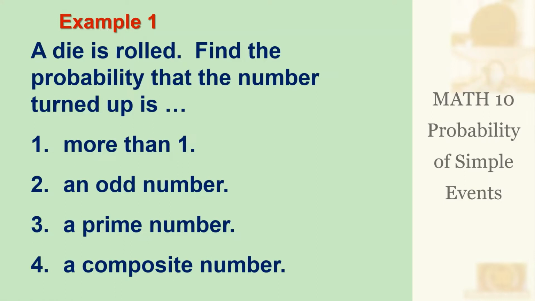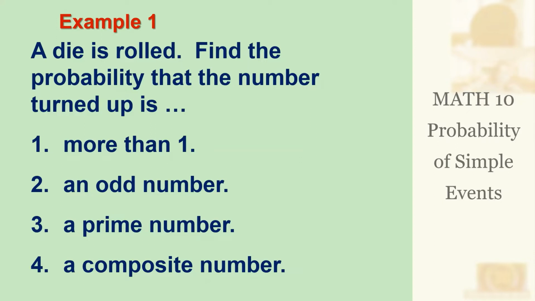A composite number can have 2 or more factors, like 4: 2 times 2, 1 times 4. Like 6: 2 times 3, 1 times 6. What else? 8: 2 times 4 is 8, 1 times 8 is 8. 12: 3 times 4, 2 times 6, 1 times 12, and so on.